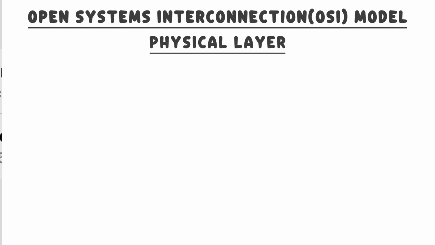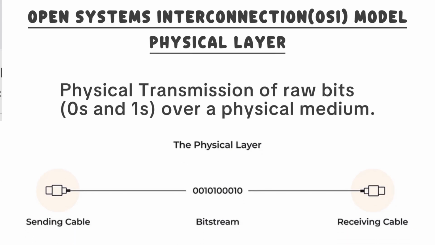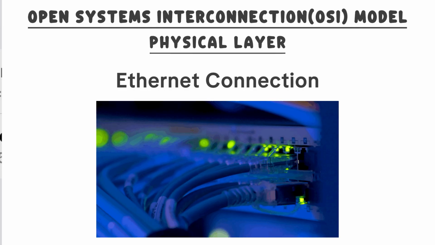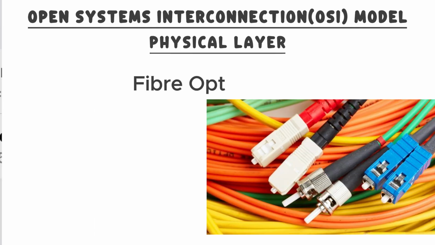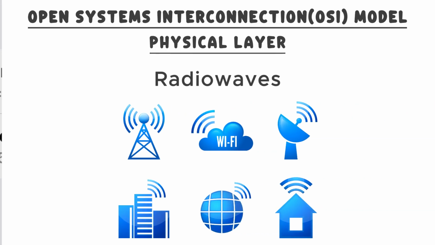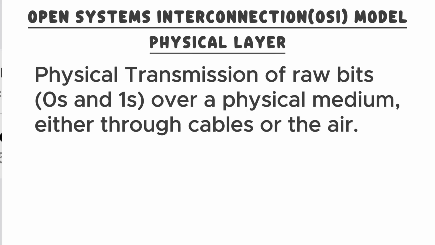The physical layer, just as the name implies, deals with the physical transmission of raw bits, that's zeros and ones, over a physical medium. This could be either electric signals which run through UTP cables using Ethernet connections, or it could be fiber optic cables which carry light waves, or even radio waves, which is the technology Wi-Fi uses. So, in the physical layer, all we're basically talking about is how the data actually travels from one device to another.